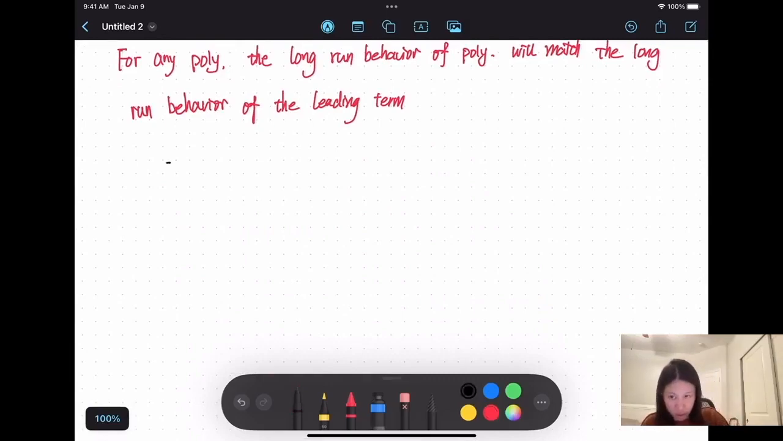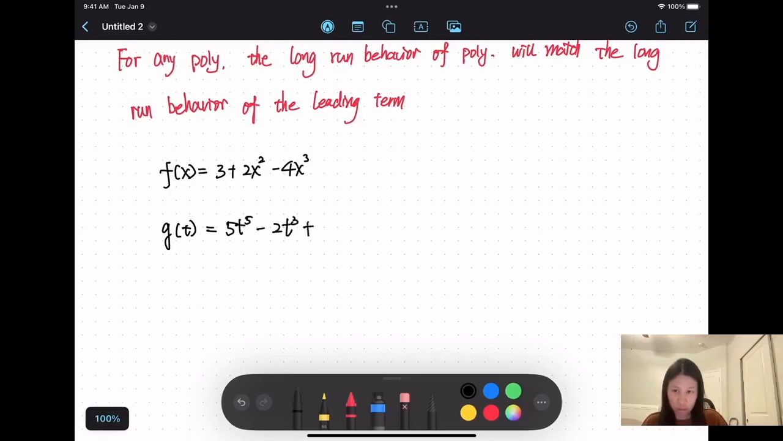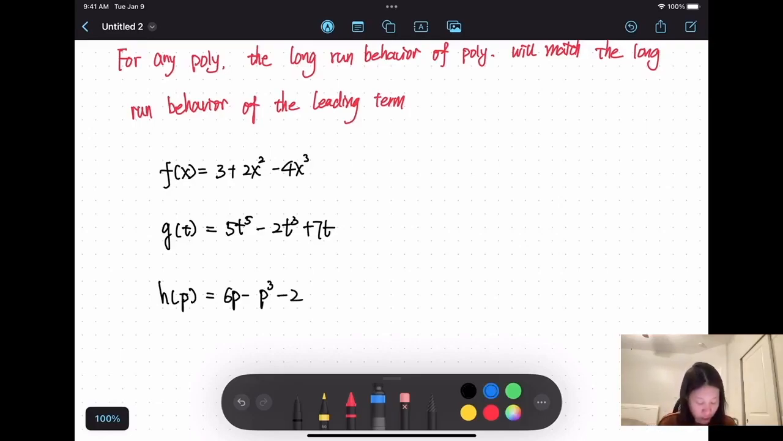So I have f(x) equals 3 plus 2x squared minus 4x to the cube, and g(t) equals 5t to the 5th minus 2t to the third plus 7, and h(p) equals 6p minus p to the cube minus 2. Okay, so let me highlight the leading term. The leading term is here, here, and here. So the long-run behavior is going to match this power function.